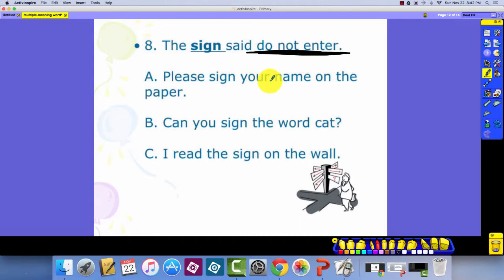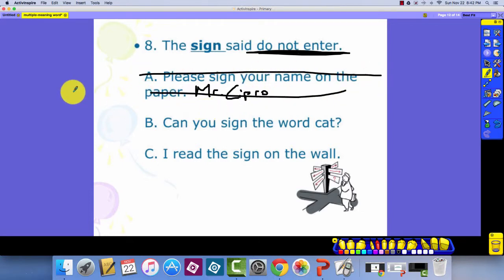So please sign your name on the paper. Okay, well, they're not asking you to write your name on the paper in that sentence. So it didn't ask me to write my name, Mr. Cypro, so that's not the correct way. Can you sign the word cat? Well, when you're asking someone to sign something, they're asking you sign language. So that's not the correct answer.